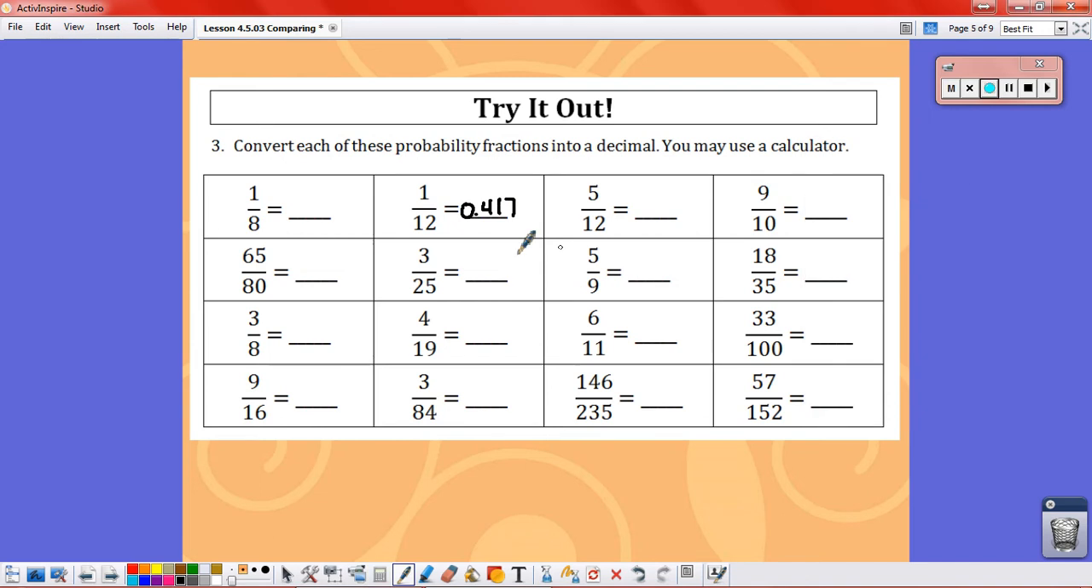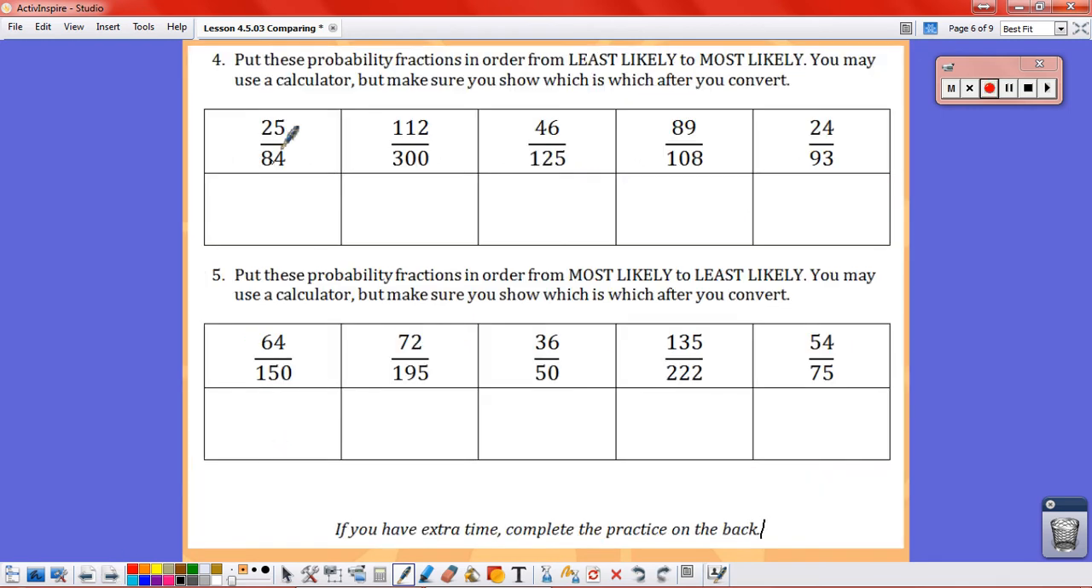And the kids do this. I check homework while they're doing it and answer any questions they have. And then if there's extra, one more. Put these probability fractions in order from least likely to most likely. So you can use a calculator, but make sure you show which is which after you convert.